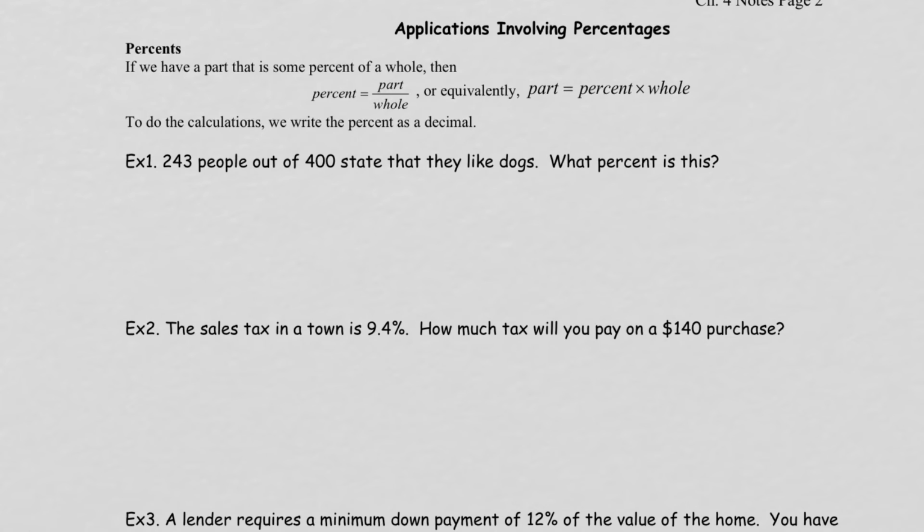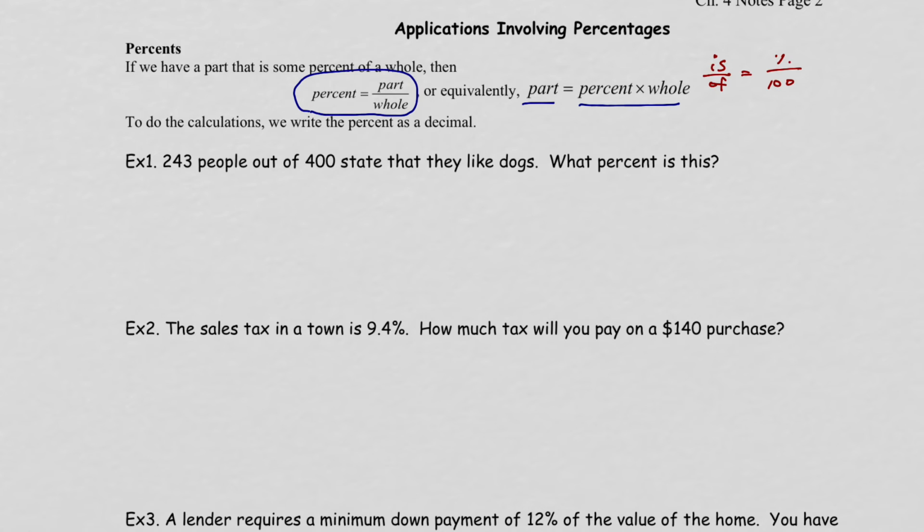Next example we're going to look at is, what about if we have word problems that are related to percent, right? One thing we need to remember is some of the formulas you see. In order to get percent, you do the part over whole, right? That's how you're going to get percent. Or if you wanted to get a part, you're going to do percent times whole.